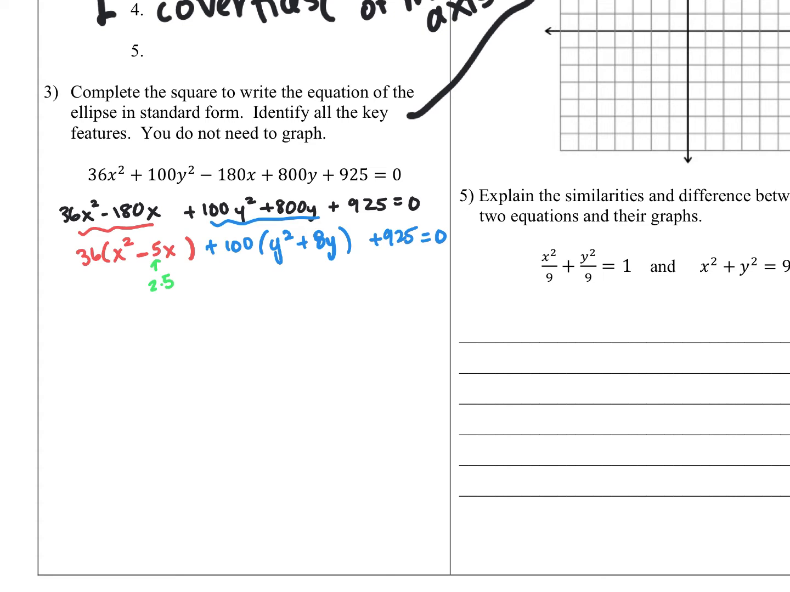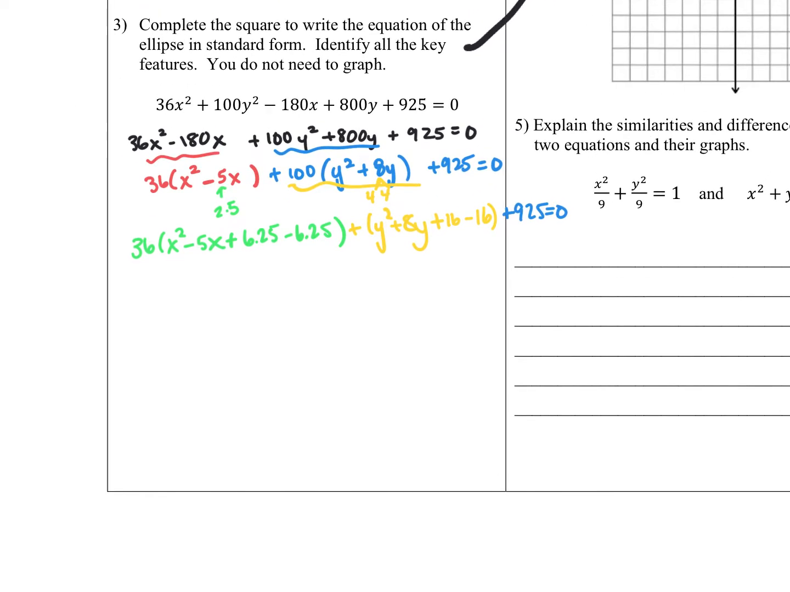So this will be 36 times (x squared minus 5x plus 6.25), and then I'll write minus 6.25. And then for the second one, when we go to complete that, we're going to be adding y squared plus 8y plus, well, half of 8 is 4, so 4 and 4 make 8, so 4 times 4 makes 16. So we'll have 16 minus 16, and then I still have the plus 925 equal to 0.